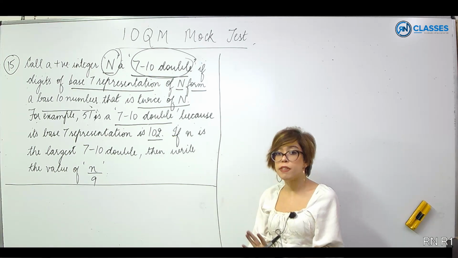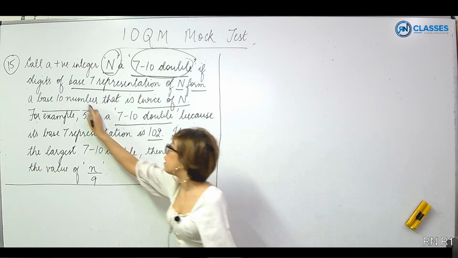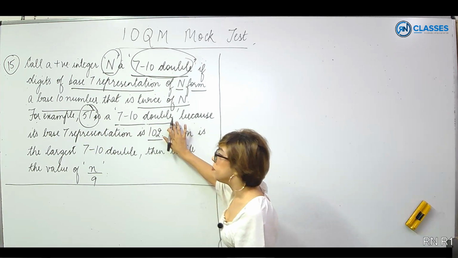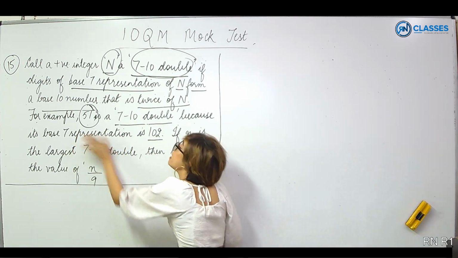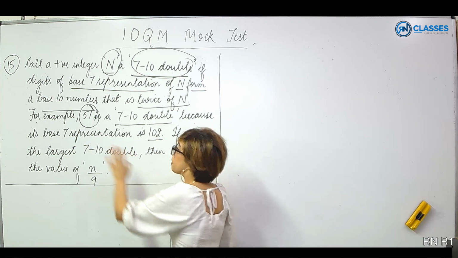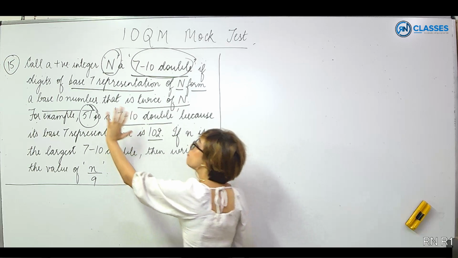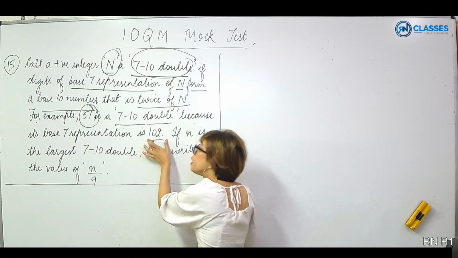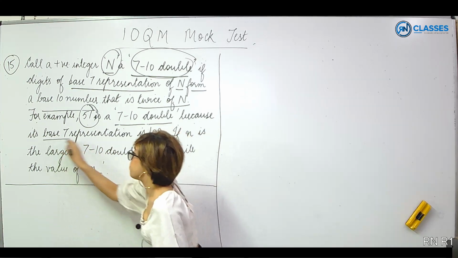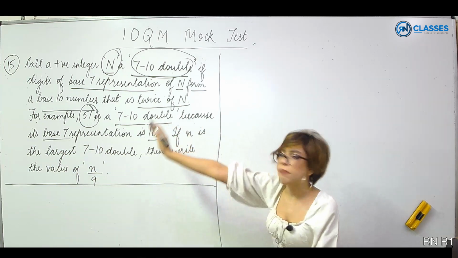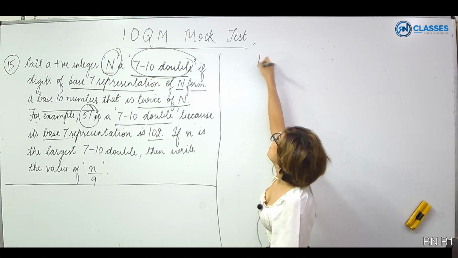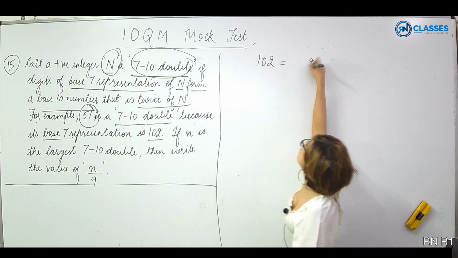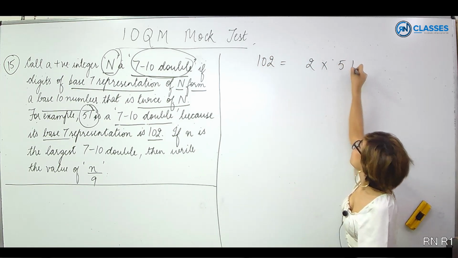So, look at the example first. Now, he says 51 is a 7-10 double because its base 7 representation is 102. So, that means 51 is given in decimals, as in base 10, and 102 is given in base 7. And obviously 102 and 51, how are they related?